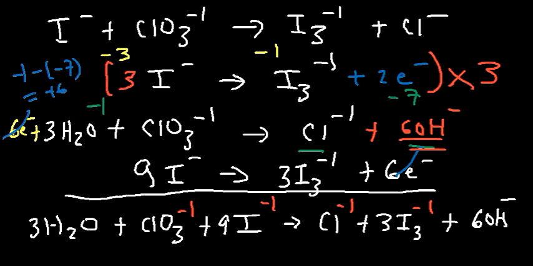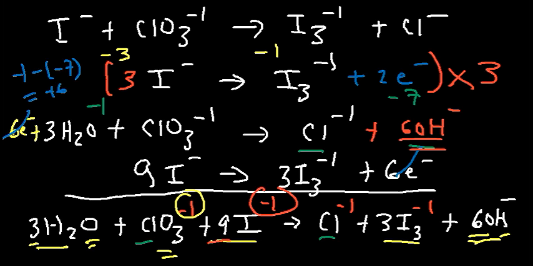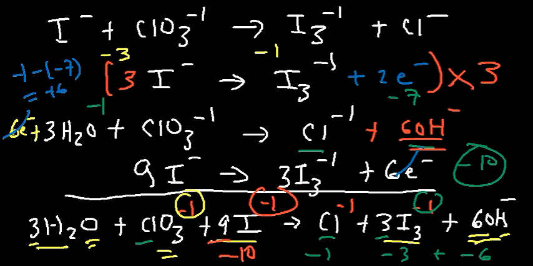Okay, so let's check our work. So the iodine atoms are equal, 9 on the left, 3 times 3 is 9. We have 1 chlorine atom on both sides. 3 times 2 is 6, 6 hydrogen atoms. We have 3 oxygen atoms there, another 3 here, so a total of 6. And let's add the charge. This is negative 1. Here we have 9 times negative 1. So negative 9 plus negative 1 is negative 10. Here's 3 times negative 1, so that's negative 3, plus this minus charge, plus negative 6. Negative 3 plus negative 6 plus negative 1 is negative 10. So the charges are balanced as well.